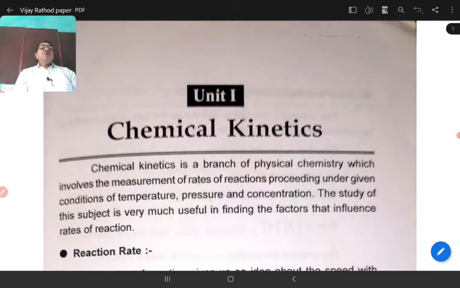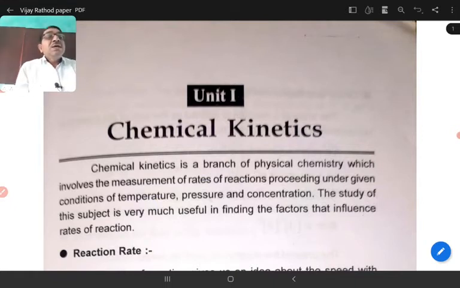So when we see the chemical kinetics syllabus, we already know some facts from the earlier standard, that is, pre-UG class, chemical kinetics from the 12th standard. So we know a few terminologies from the earlier knowledge. Now, chemical kinetics is nothing but a branch of physical chemistry which involves the measurement of rates of reaction proceeding under given conditions of temperature, pressure and concentration. The study of this subject is very useful in finding the factors that influence rates of reaction.